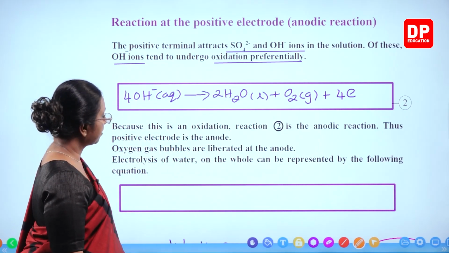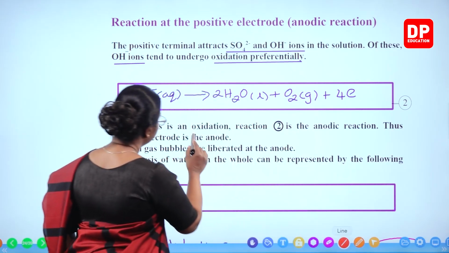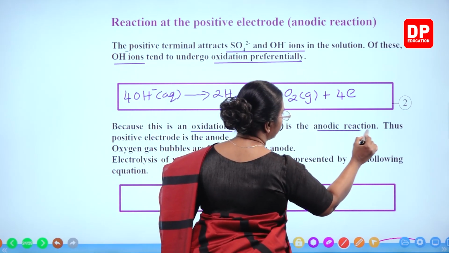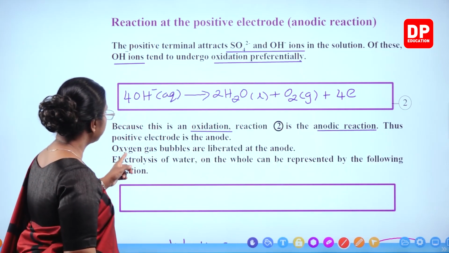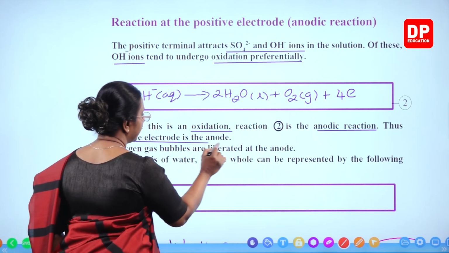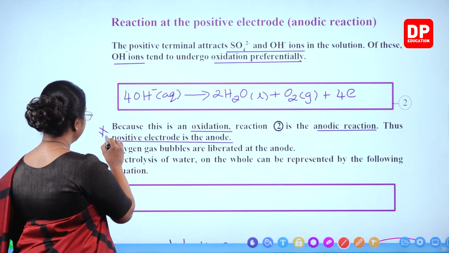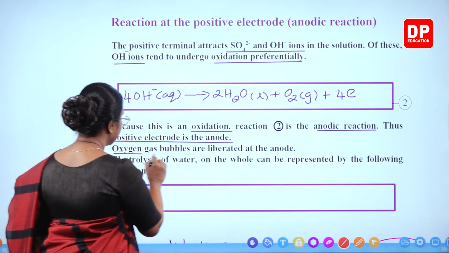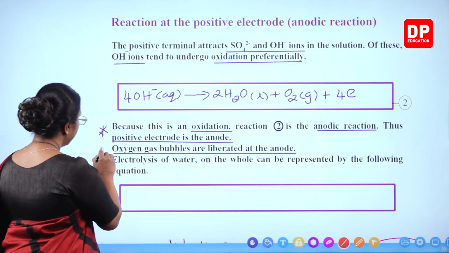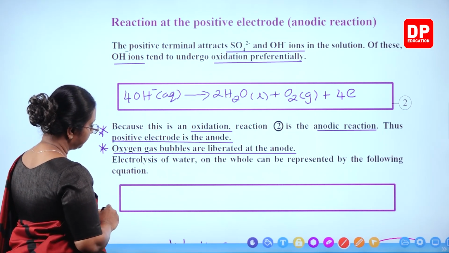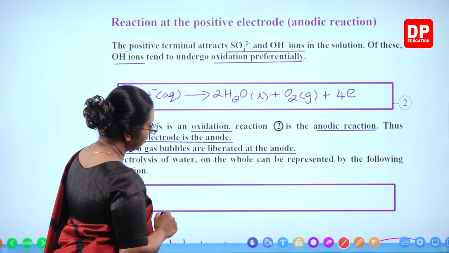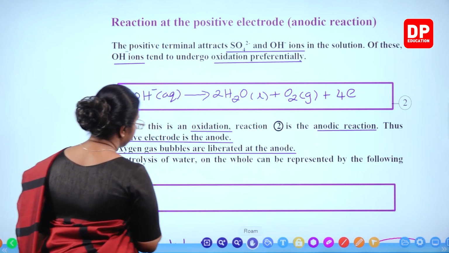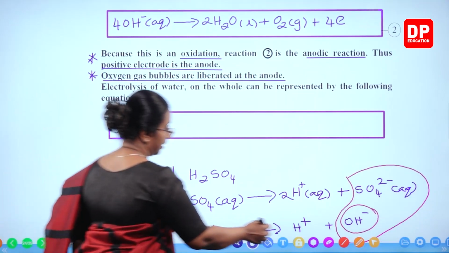Now, because this is an oxidation, reaction 2 is the anodic reaction. Thus, the positive electrode is the anode. Then, oxygen gas bubbles are liberated at the anode. So, that is the other point you need to remember. And electrolysis of water on the whole can be represented by the following equation. Here we need to write the equation.